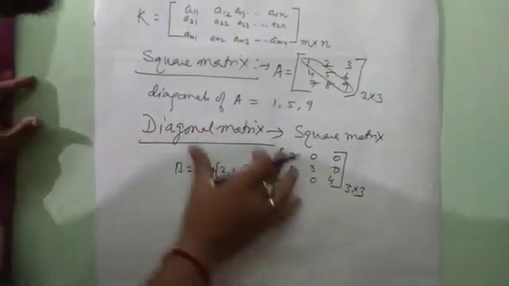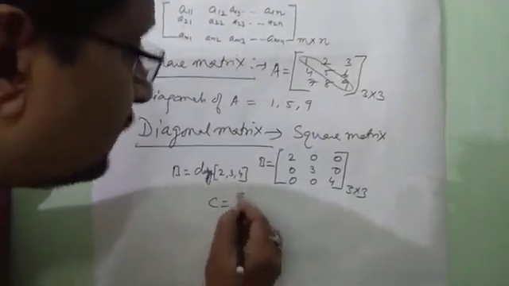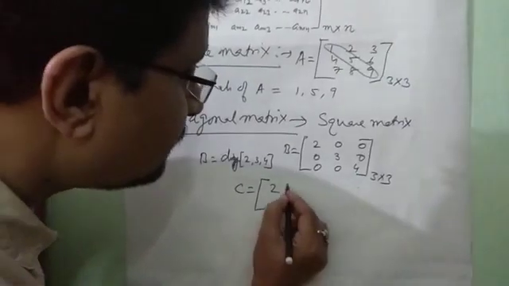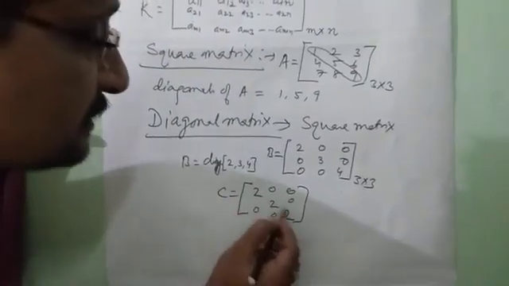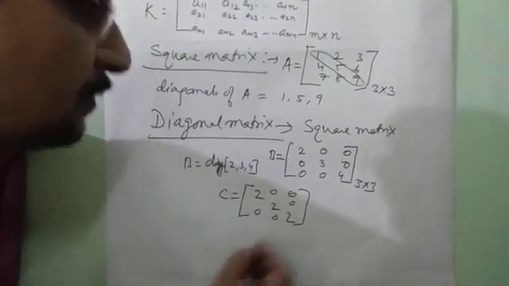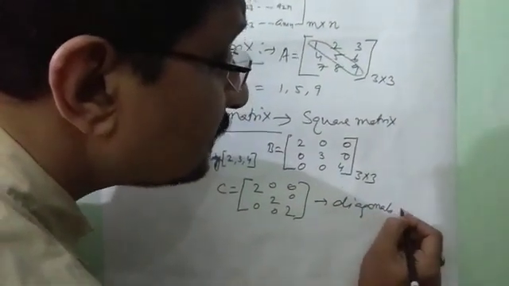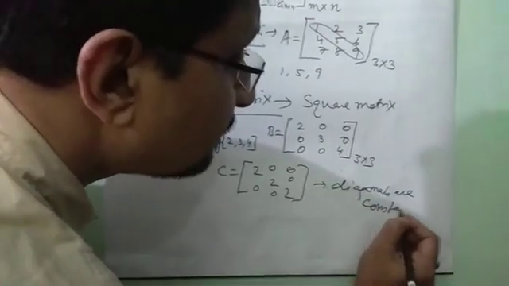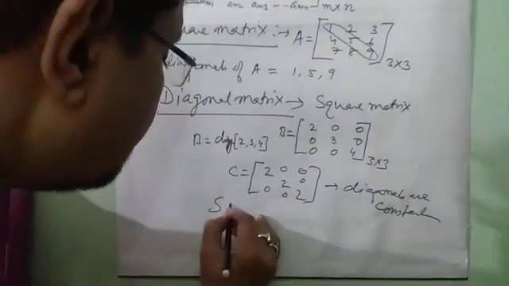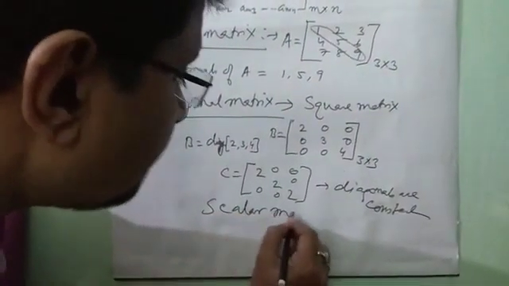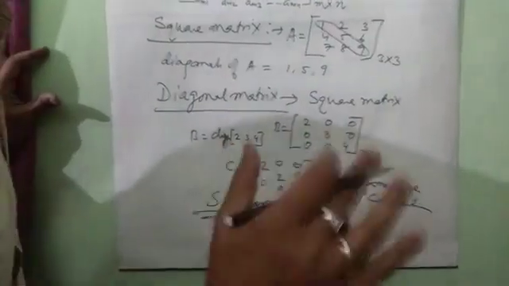Now if I put some restriction here, if I make all the diagonal elements the same constant. Suppose I write a matrix C where these are all 2, 2 and 2. So this is a diagonal matrix whose diagonal elements are all the same constant. Then this diagonal matrix is called a scalar matrix. That becomes a scalar matrix where the diagonal elements are constant, fixed, they are equal.